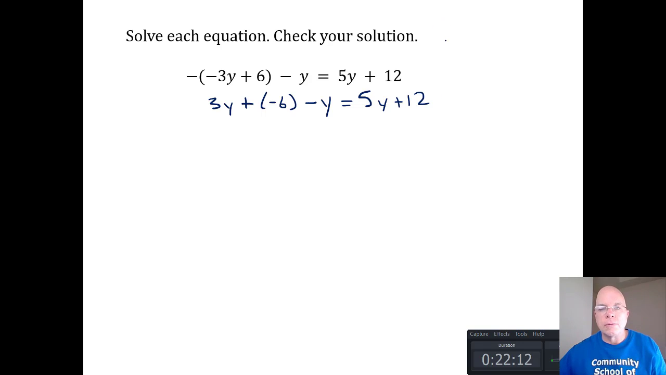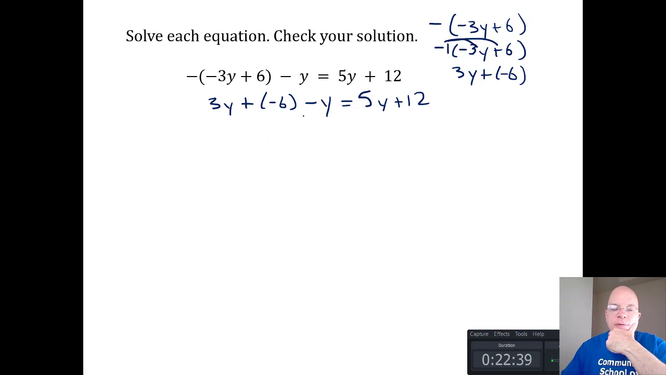The other thing you could do with that, I'll just rewrite it up here, is realize that this is negative 1 multiplied by negative 3y plus 6. And when you distribute that negative 1 to both terms, negative 1 times negative 3y, and negative times negative is a positive 3y. And negative 1 times positive 6 would be negative 6.